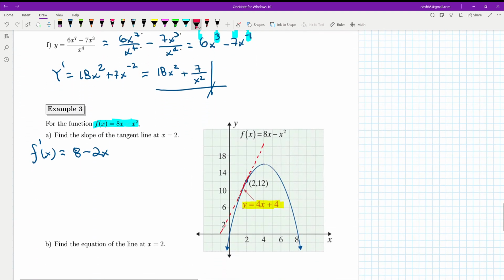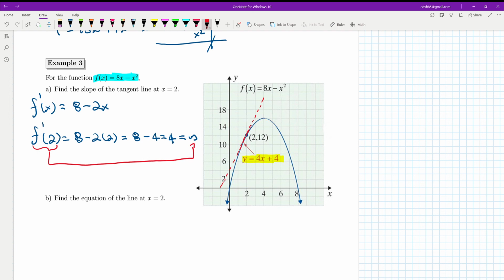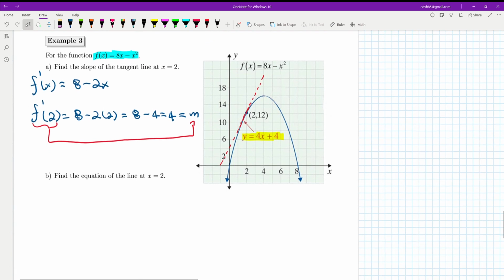That's what all these derivatives mean. So now that we found the derivative of 8x minus x squared, we can find the derivative at x equals 2, which is 8 minus 4, which equals 4. So that is the slope. Again, let's recall that derivative means slope.